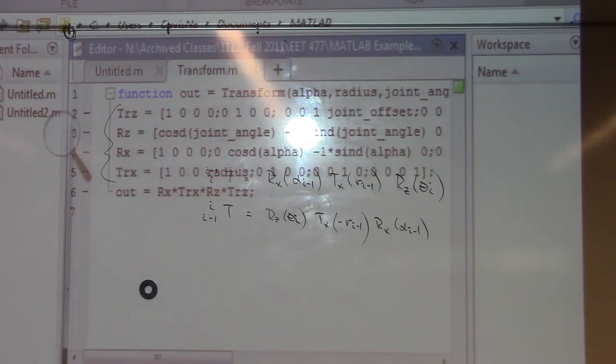This will work in both our planar robot that we'll be working on this next week, as well as the spatial robot that we'll be developing thereafter. Good? So, any questions up until now?